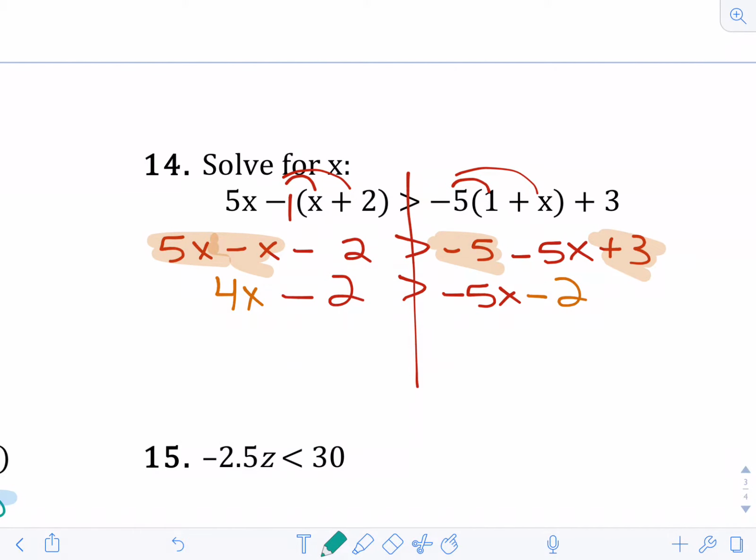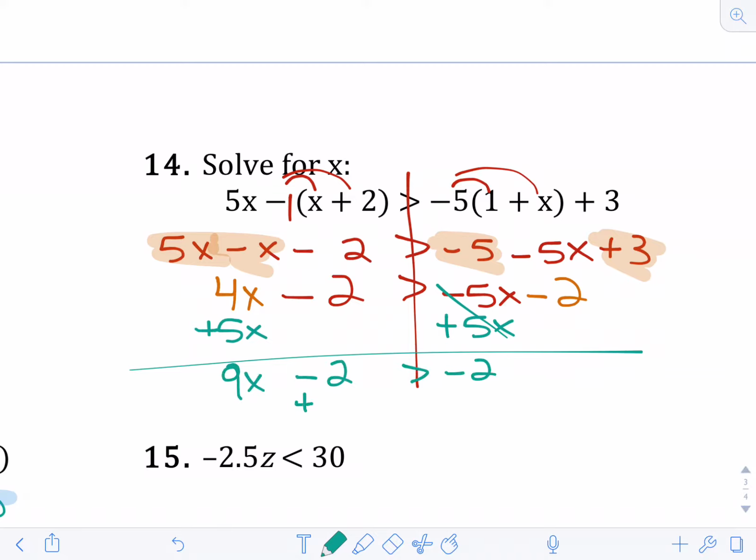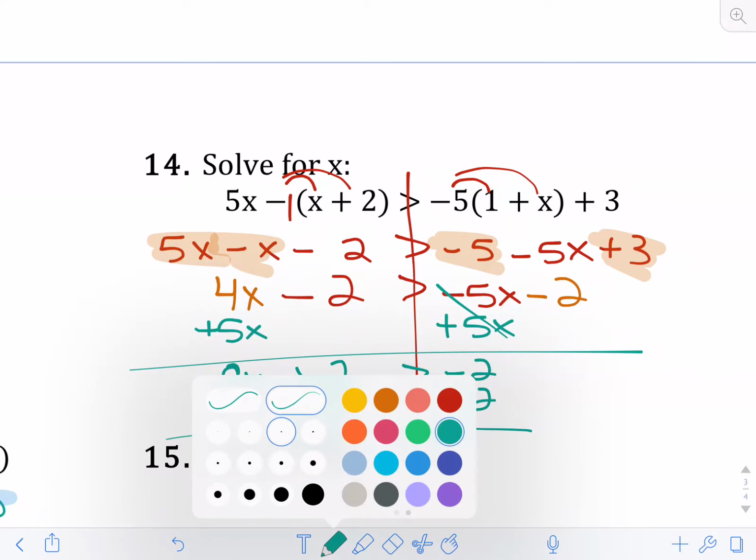Alright, now I need to move my x's. I'm going to move this 5x over because it's negative, make it become positive, so we have 9x minus 2 is greater than negative 2. I'm going to add 2 to both sides. So we have 9x is greater than 0. Okay, I can still solve this problem. So I'm going to rewrite it over here.